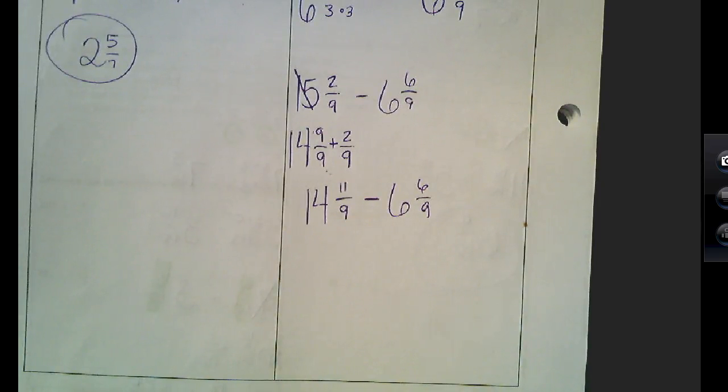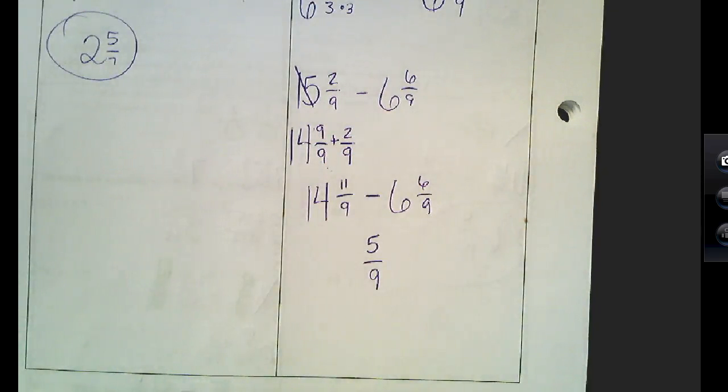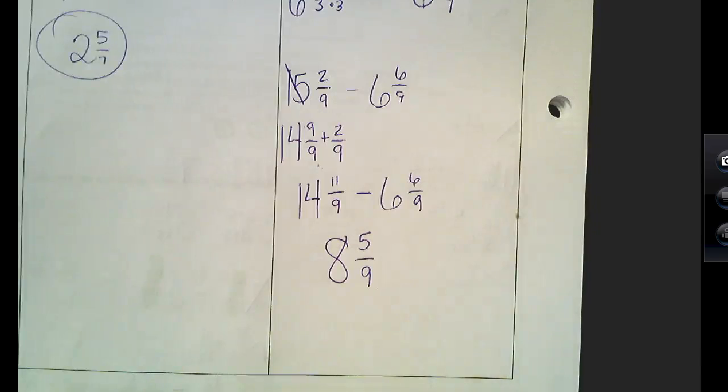That was a great question. Yeah. Very good. We get 5 ninths. So 11 minus 6 gives me 5 ninths. Good. And who can subtract my whole numbers for me? 8. Very good. 8 and 5 ninths.